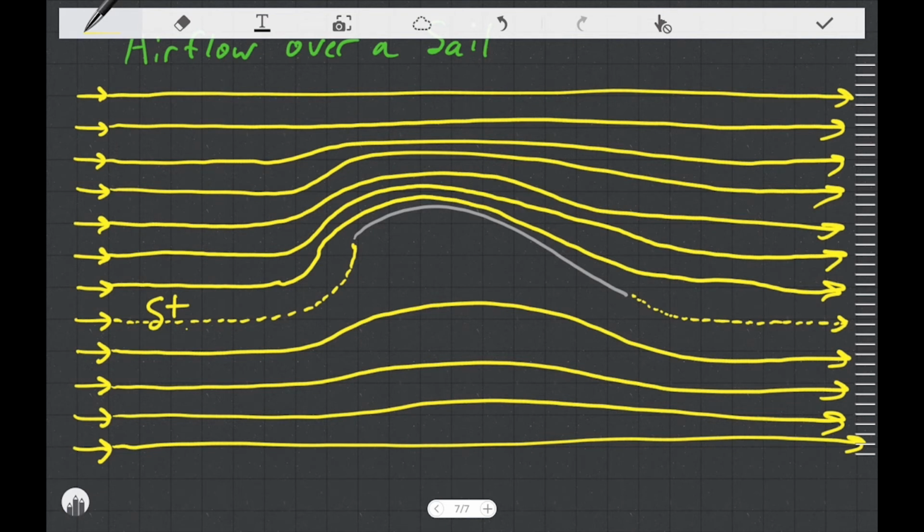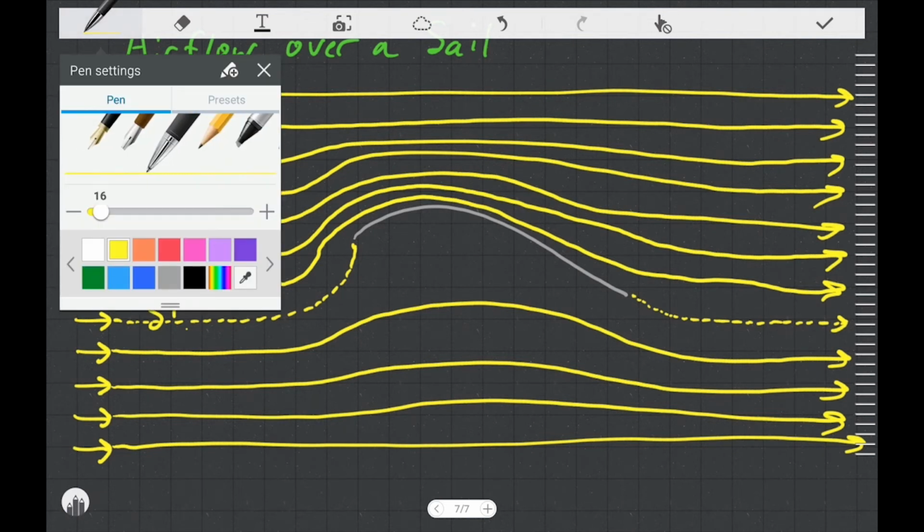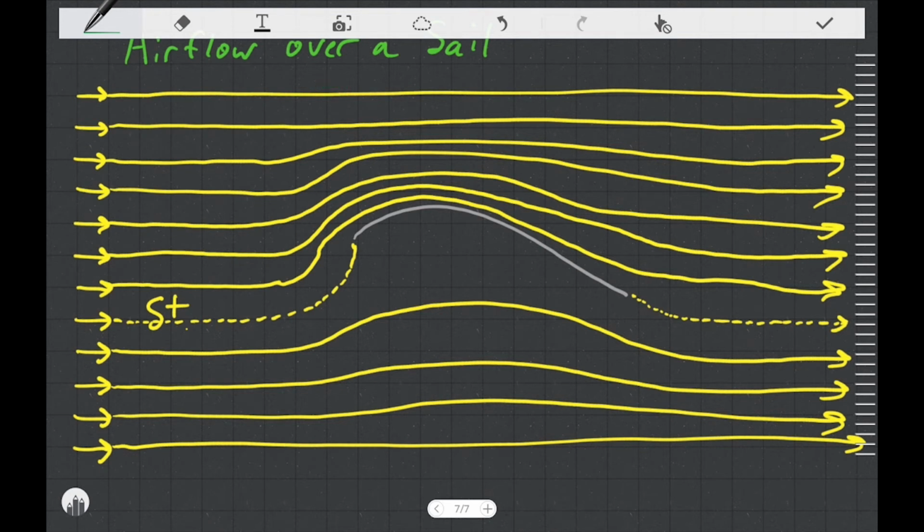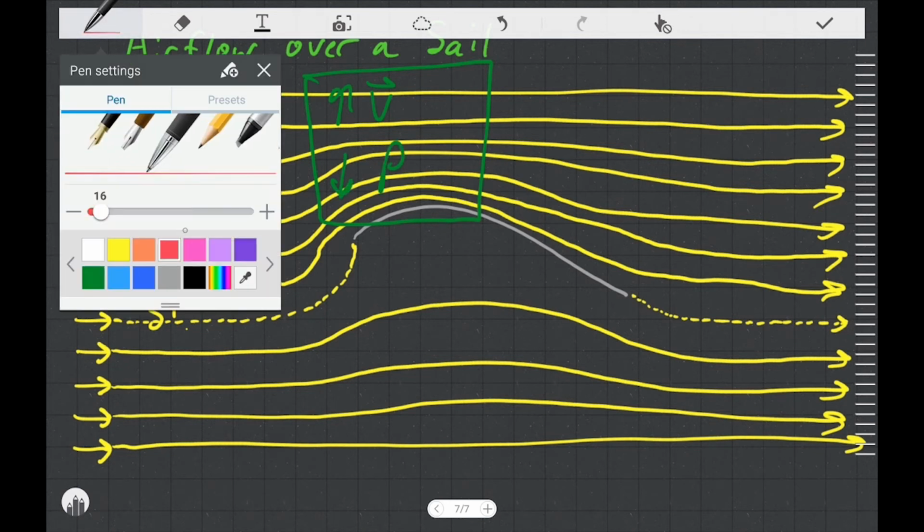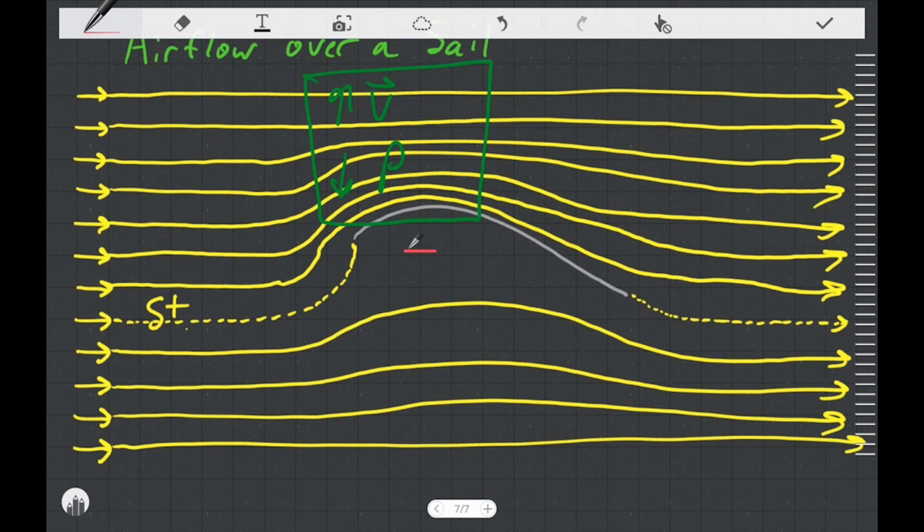A couple of interesting things to point out are areas on the top side of the sail where the streamlines are spaced close together, which indicates an increased velocity, and it also indicates a decreased pressure. On the bottom side of the sail, we see the exact opposite. The streamlines are spread farther apart. And what that means for us is that we have a decreased velocity, which corresponds to an increase in pressure.